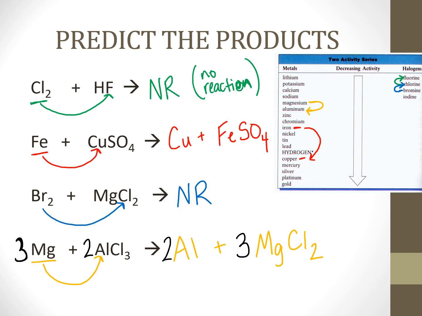So that is it for single replacement reactions. So for these types of reactions, the element by itself is going to dictate what happens. So if the element by itself is higher on the list than the other element, the reaction will occur. If the element by itself is lower on the list on the activity series, the reaction will not occur and you would just write no reaction.